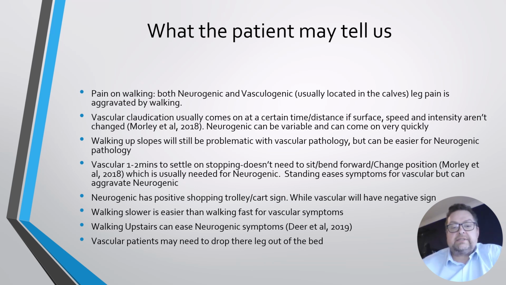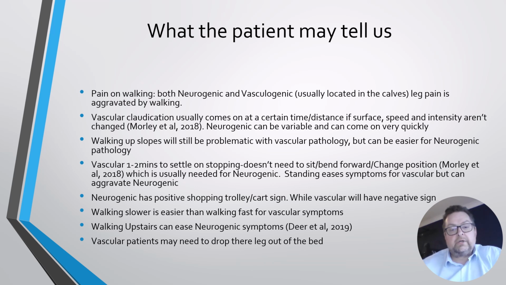Vascular symptoms take 1 to 2 minutes to settle once he stops walking, and he reports that he didn't need to sit, bend forward, or change position. These are usually needed for neurogenic symptoms. So if it was a stenosis, most people either sit, bend forward, change position, whereas with vascular, that isn't the case. Standing eases the symptoms generally for vascular, but can aggravate if it's neurogenic or if it's more of a degenerative mechanical back pain. Neurogenic symptoms also have the positive trolley shopping cart sign, while vascular causes will be negative on this.